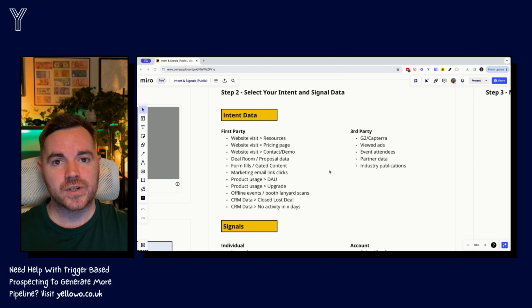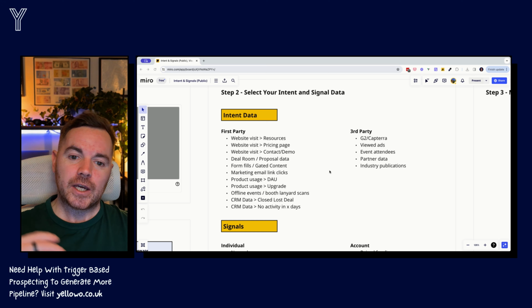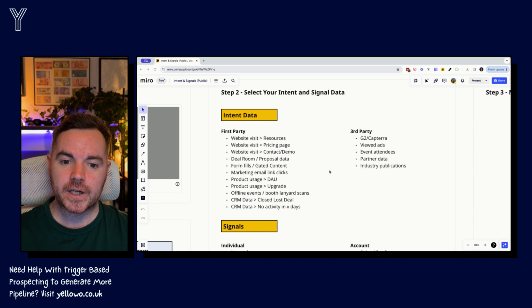So it's your website. When someone visits your resources page, your pricing page, the contact or demo form, it could be your deal room data, although that will be used later on in the sales process. It could be your marketing automation system where you've got form fills, gated content, and email marketing going out. It could be inviting people to webinars and seeing those people that are signing up to join that webinar. You've got product usage if you're a SaaS company, and then of course CRM data as well.